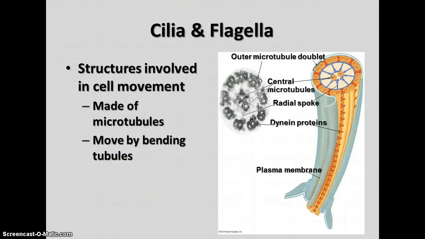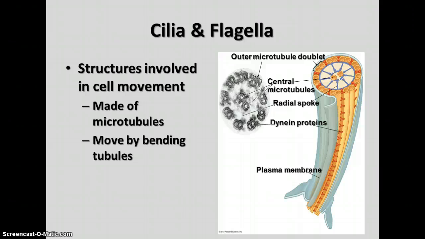Now, there are structures that are involved in cell movement that are made of microtubules. The two main structures are called cilia and flagella. They move by bending the tubules, and there are little hooks that kind of pull things one way or the other. Very, very intricate structure.